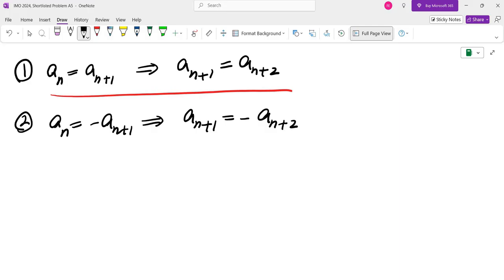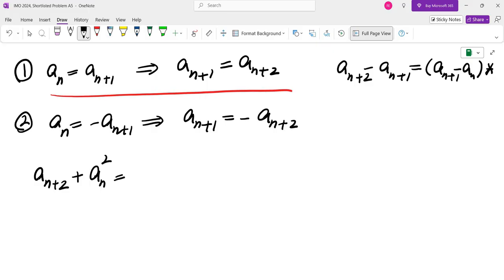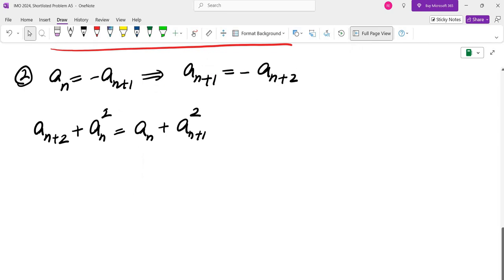It tells us that if I write down a_{n+1} minus a_{n+2}, or a_{n+2} minus a_{n+1}, I probably can get to a factor of a_{n+1} minus a_n times something, because if I get that, then I can easily prove this one. Let's write down the recursion that they gave us again. So a_{n+2} plus a_n squared is equal to a_n plus a_{n+1} squared. Let's subtract a_n from both sides and subtract a_n squared from both sides.